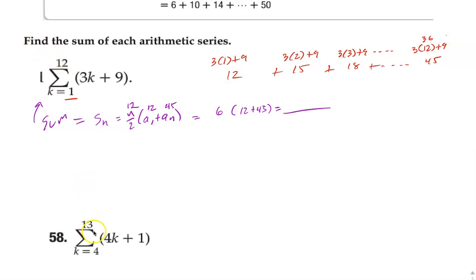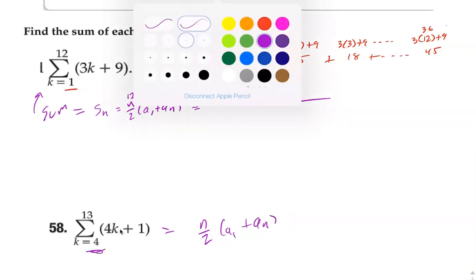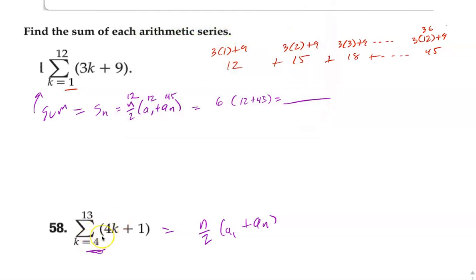Now, what am I doing in this one here? Same idea. I would need to figure out the equation, n over 2 times a1 plus an. Now if you notice though, this starts at 4. So how does that work? Well, that's just my first term. For a1, just plug in 4. So 4 times 4 plus 1, 16 plus 1 is 17. What would my an be? Plug in the top number, 13. So 4 times 13 plus 1, that is 52 plus 1, which is 53.